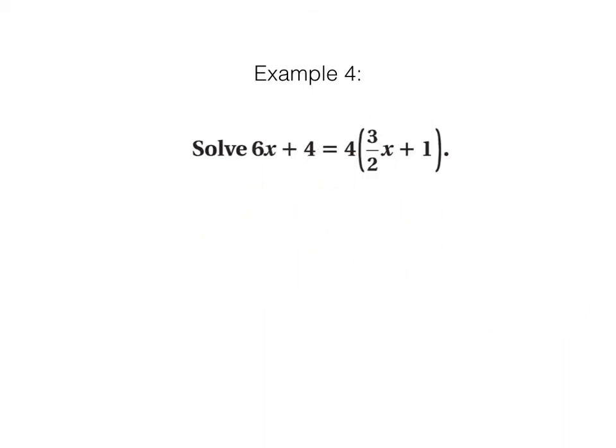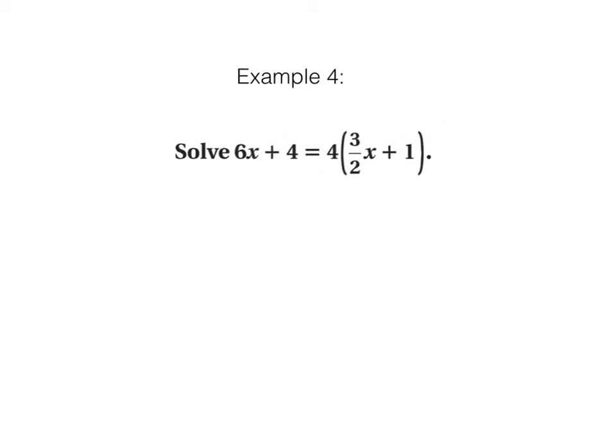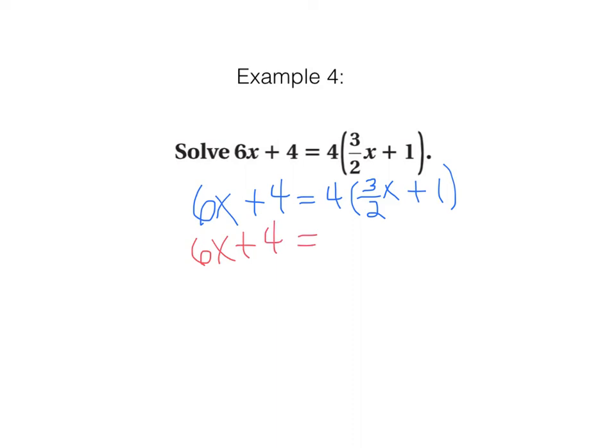Let's try another one. Copy this problem into your notes. Use the distributive property and then solve. When you're finished solving for x, press play and check your answers. Let's see how you did. On this side, you have 6x plus 4. And on the right-hand side of the equation, 4 times 3 halves. Let's write that over here, 4 times 3 halves.